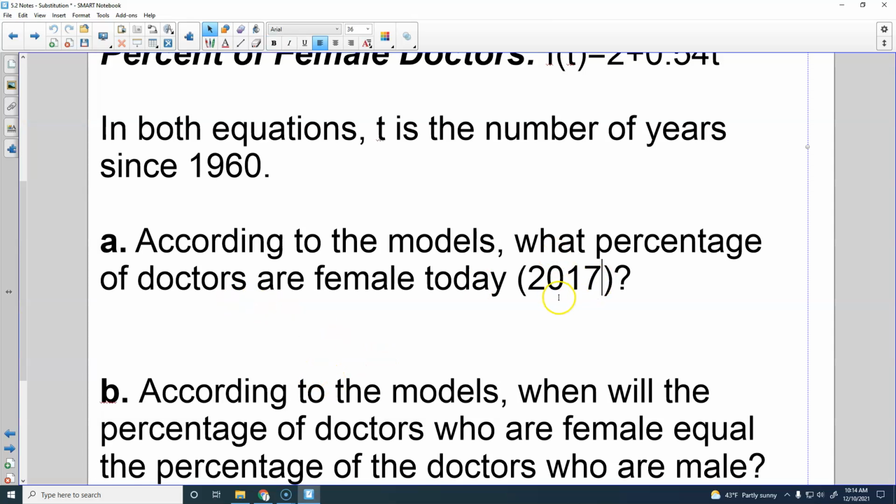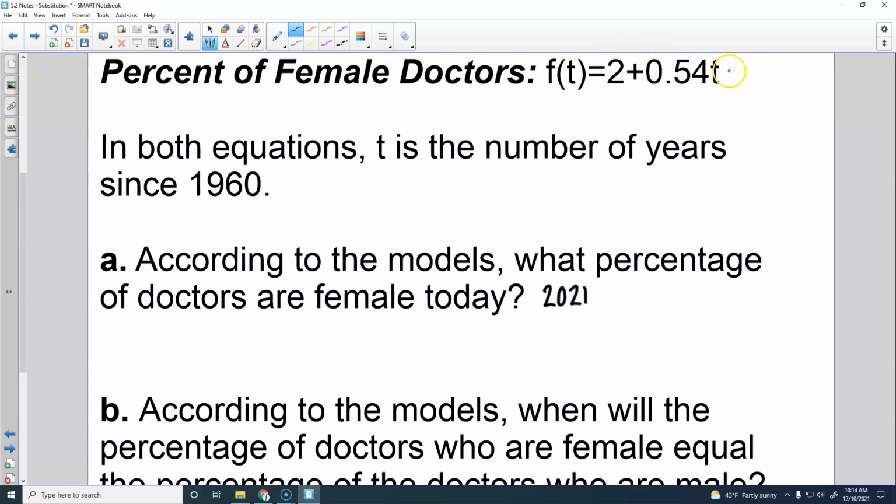Let's change this because obviously it's been a couple years since. I'm just going to change this right here and save it. So, we are in 2021 and we want to plug this in so that we can find the percent of female doctors, so we'll be using this equation. But t is the number of years since 1960. So, what do we have to do to figure out what number we're going to plug in? We're not going to plug in 2021.